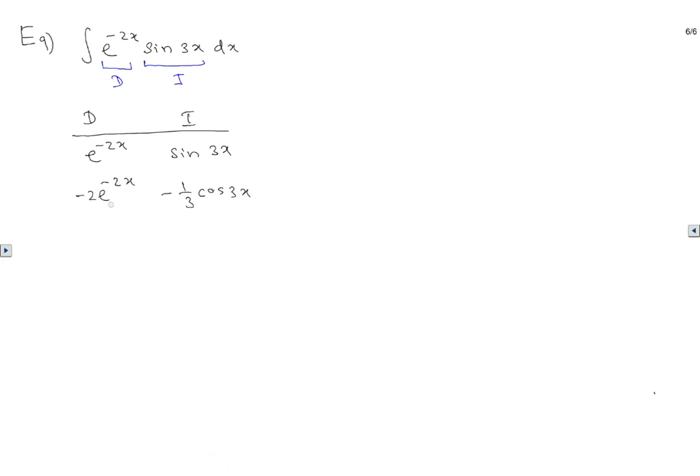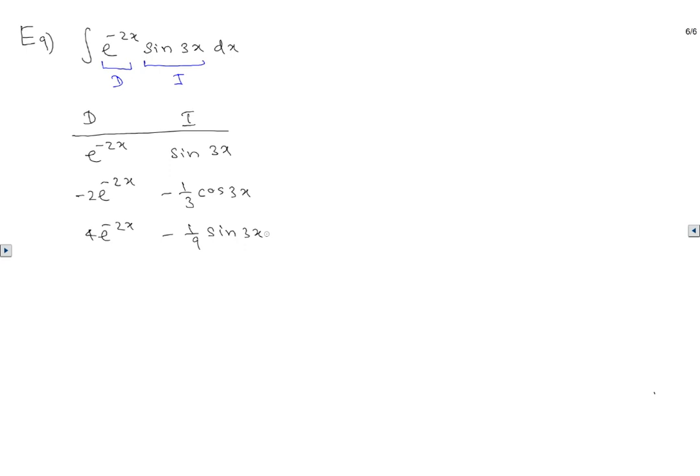Now we take the derivative and the integral again. So we take the derivative, multiply by negative 2 again. That means it's going to be 4 e^(-2x), and then integrate. It's a cosine, that means sine, so you divide by 3, so that means a negative 1/9 sine 3x. Now the question: are we going to keep doing it? But you can see that except the coefficients, the multiplication factors you have, you end up with the same two functions that you started with.